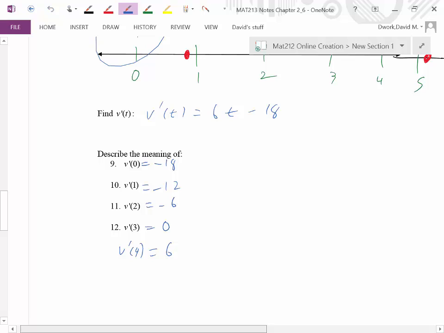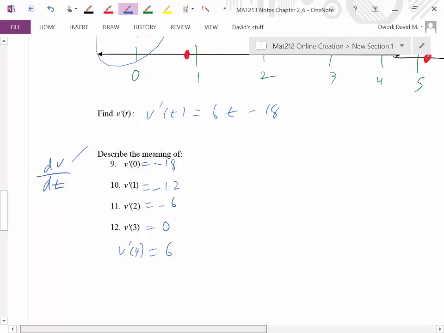So describe the meaning. Now this is the hard one because this is a little abnormal for us to think of. Describe the meaning. What does this mean? Change in velocity over change in time. Well, what is that concept? Change in velocity. Well, velocity is speed. So if I'm talking about how my speed is changing, right now I'm at 2 miles an hour, and then later I'm at 12 miles an hour.